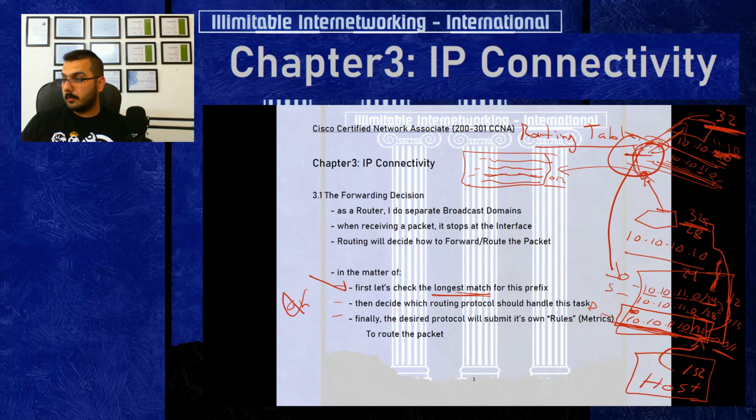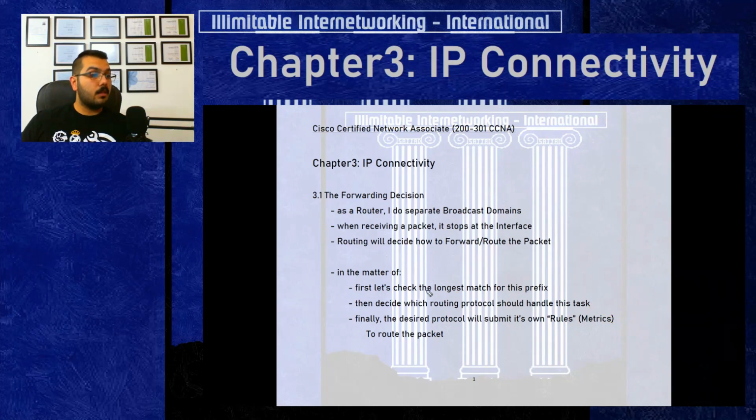Let me clear the screen. The second thing is that after knowing that I will use this specific route, we will decide which routing protocol should handle this task. In the new CCNA exam, there is only one routing protocol, or maybe two, that you will deal with. The first one is the static route, which we will take in this chapter, and the second one is the Open Shortest Path First routing protocol.